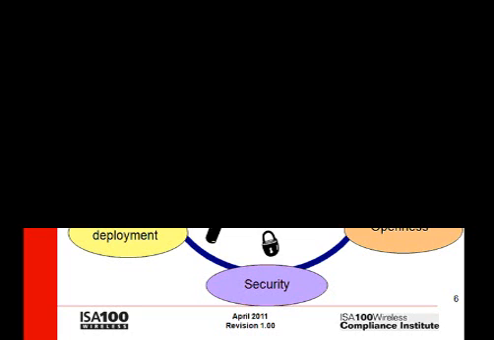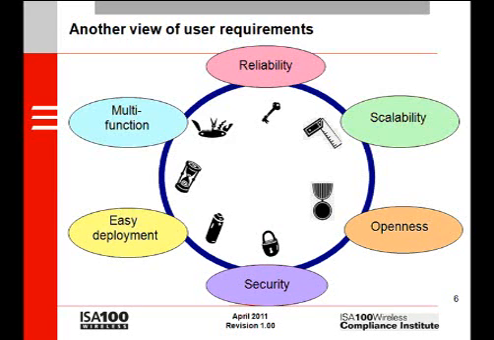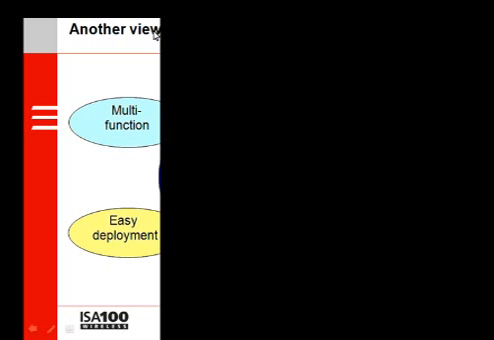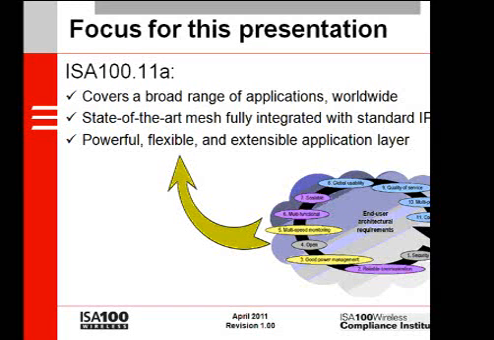This slide shows more of a summary view of user requirements. Users want the standard to result in systems that are reliable, scalable, open, secure, multifunctional, and easily deployed. These very general user requirements can be mapped into more detailed technical requirements. For this presentation, we will zero in on three essential areas.